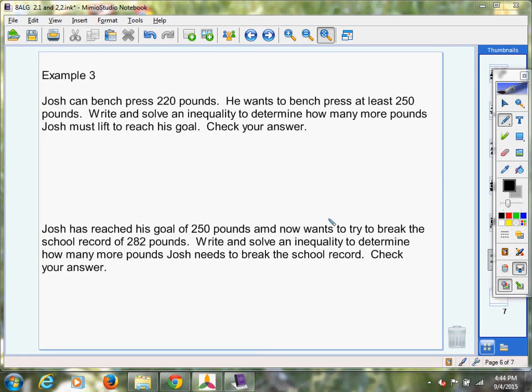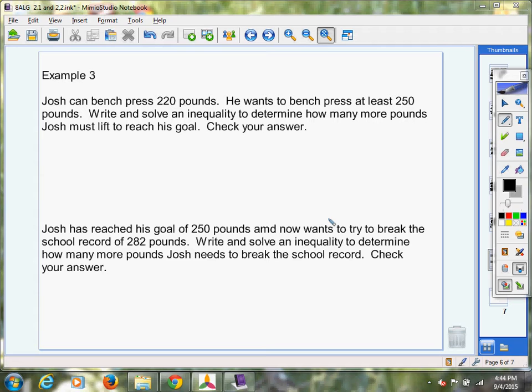We're working on example 3. And in example 3, we're not going to graph this time, so I'm sure some of you are cheering about that. We're just going to write and solve an inequality, and I'm going to show you how to check your answer to certain situations, see if it actually works.